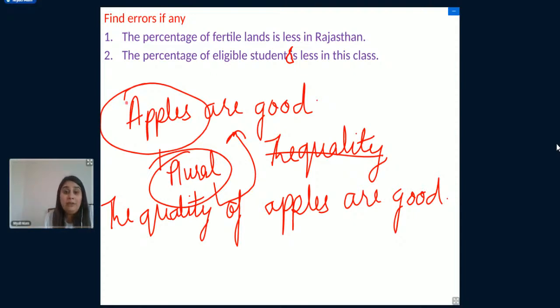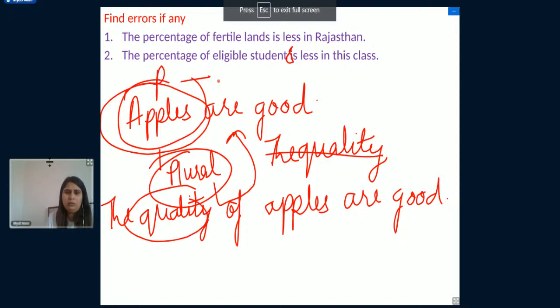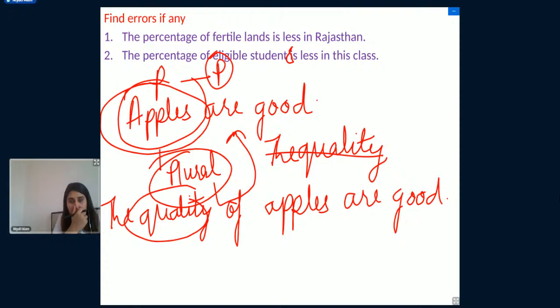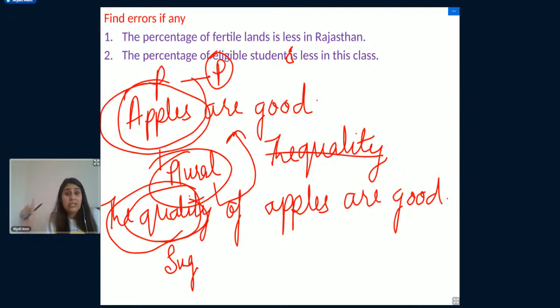See, here we were talking about apples. What are good? Apples are good. Here we are talking about quality. Here the apples are plural. Verb is also plural here. Now, in the second sentence, your subject is quality. Now, here the quality is singular. Now, you're not saying that apples are good. You are saying the quality of apples, which means quality is good. So, quality is singular. So, the quality of apples is good.